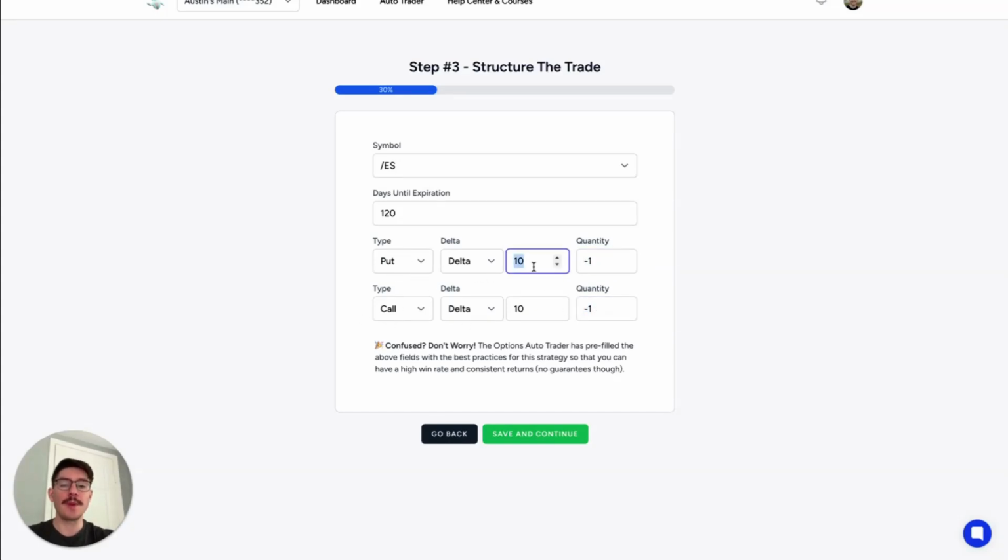Now, most people do the same on each side. If they're going to sell a 10 delta put, they're going to sell a 10 delta call. I personally like my call to be at a lower delta to give me more upside room, because in general the market moves higher and I want to account for that. So I like to make my calls at 5 delta and my puts at 10 delta, and this gives me a great return. So this is one of my favorite strategies. Going back into this, I'm going to click Save and Continue.